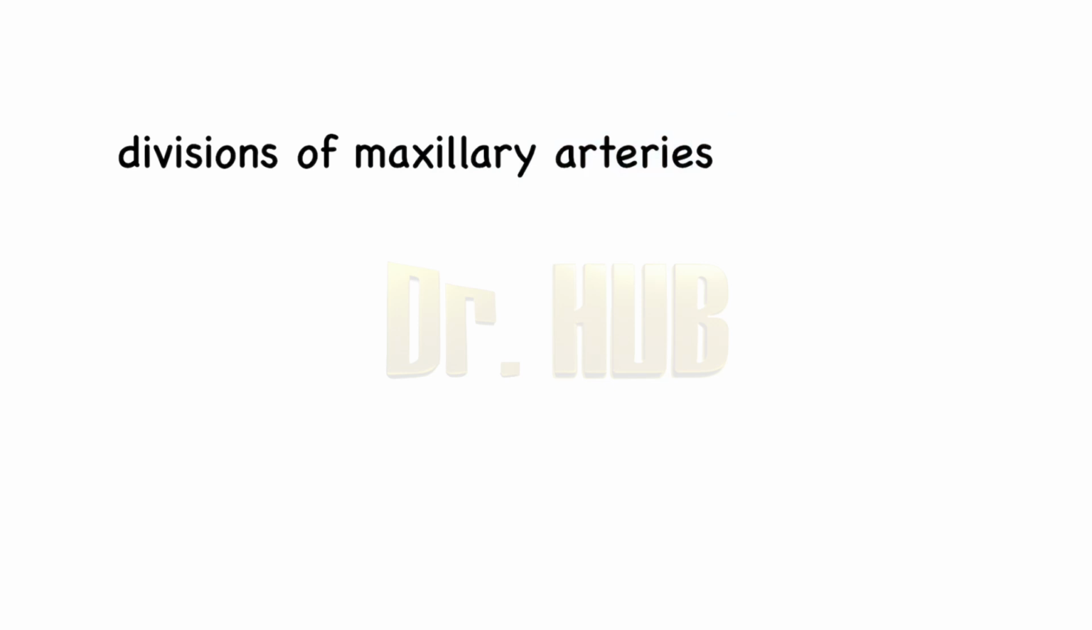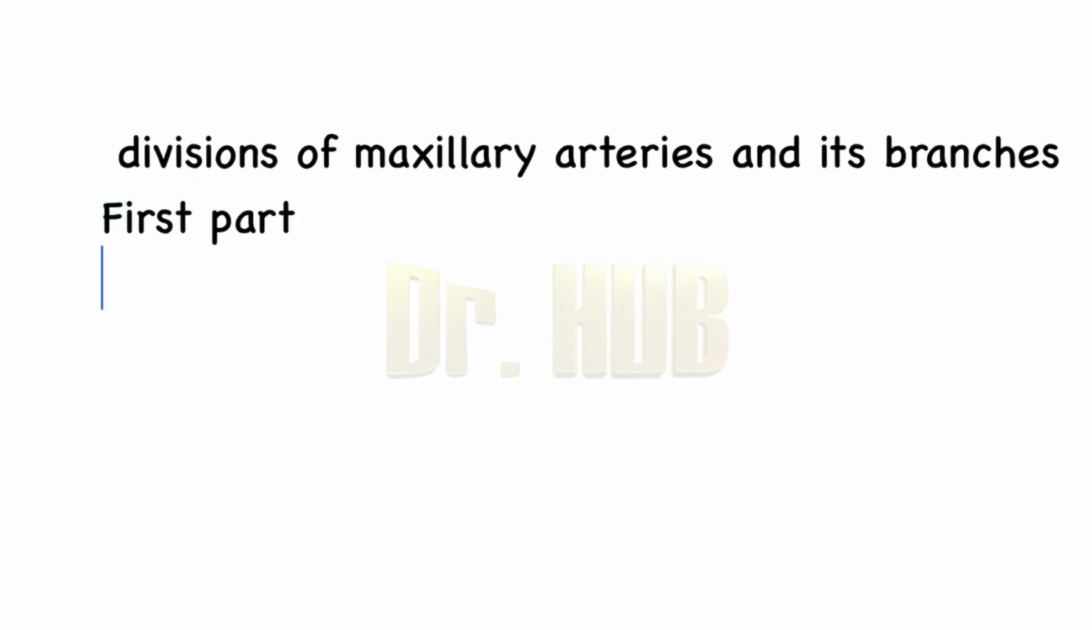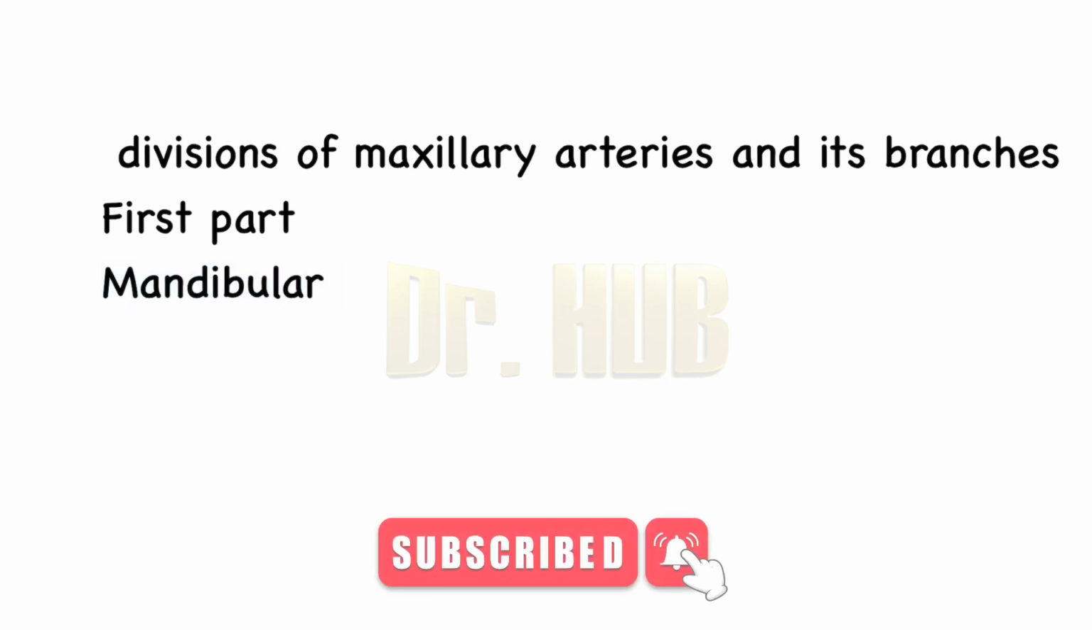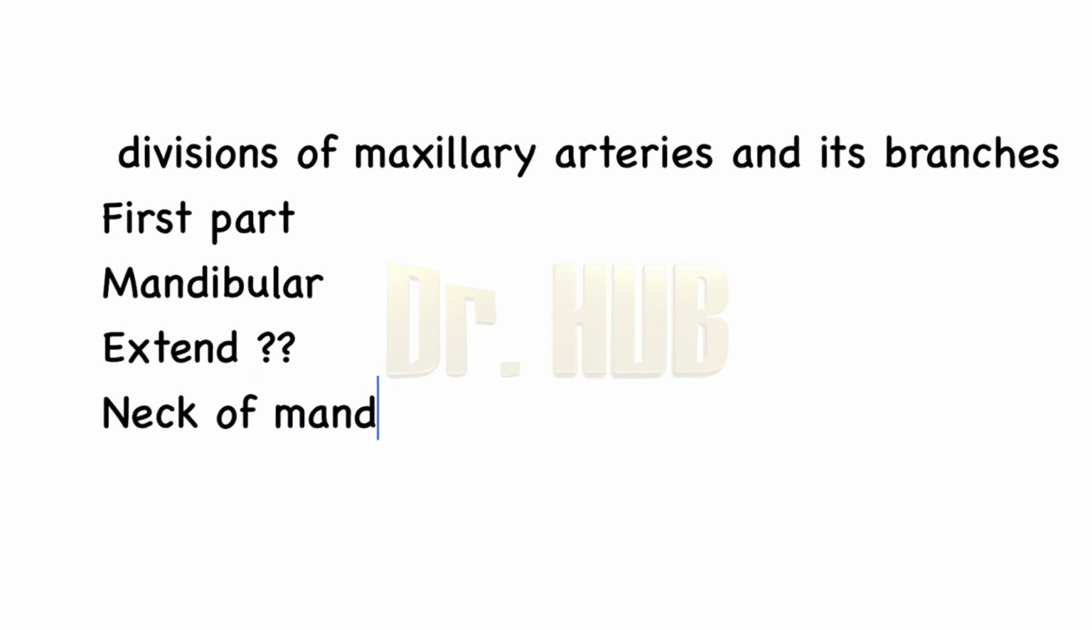Divisions of the maxillary artery and its branches. There are three divisions. First is the first part. What is present in the first part? The first part is known as the mandibular part. What is the extent of this? The extent is from the neck of the mandible to the lower border of the lateral pterygoid.